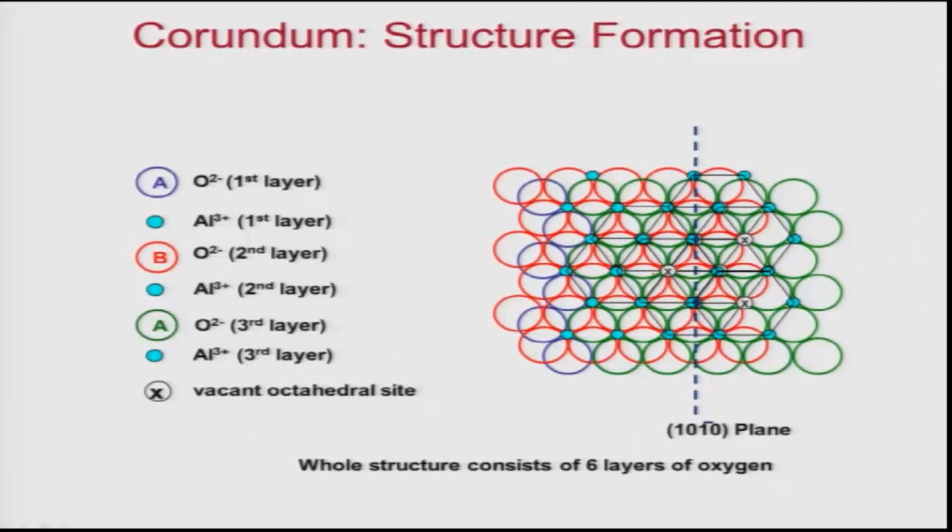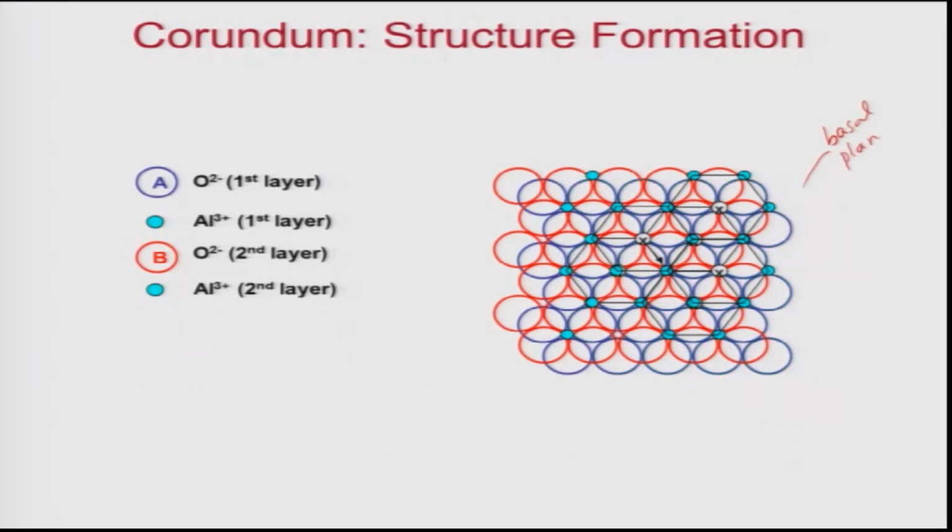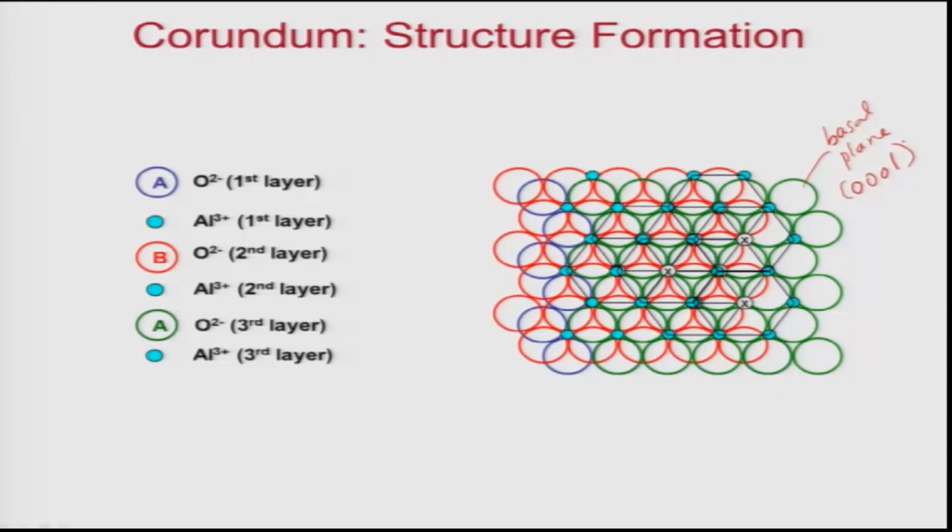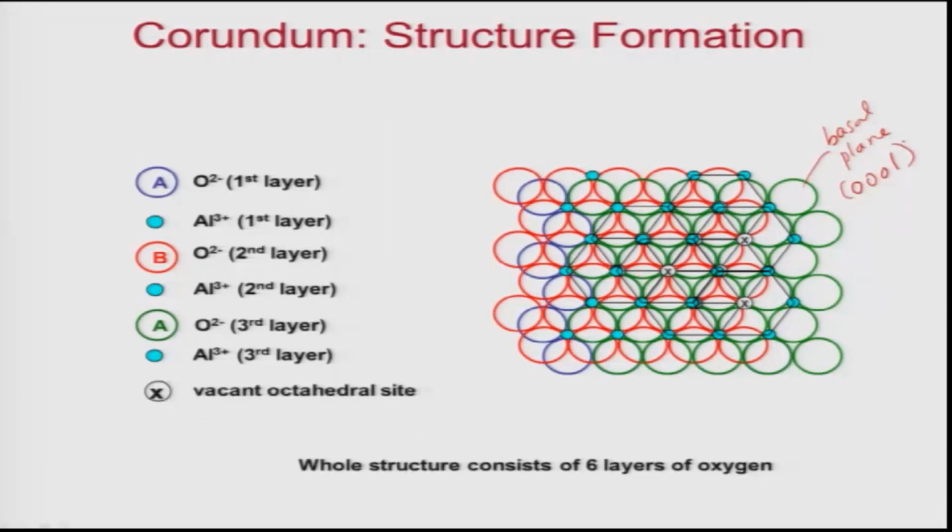So, if you want to look at the structure in a more clear manner, we draw a cross section. So, this is the AB plane, right, A plane or B plane, this is the basal plane. So, this plane is basically the basal plane, which is basically the 0 0 0 1 plane. All right, I think it has moved again. So, this is the 0 0 0 1 plane.